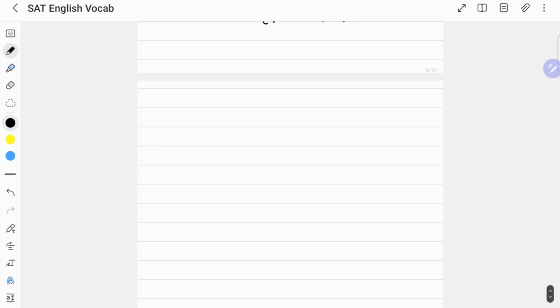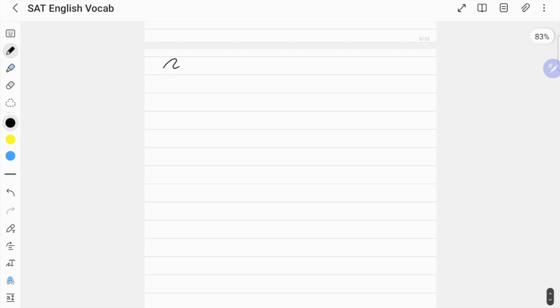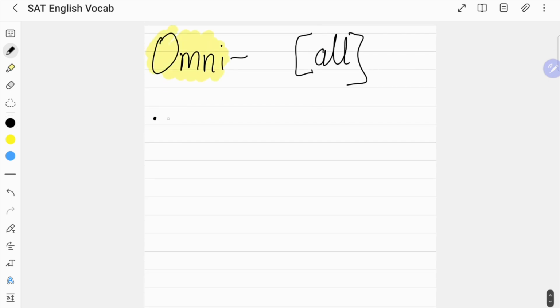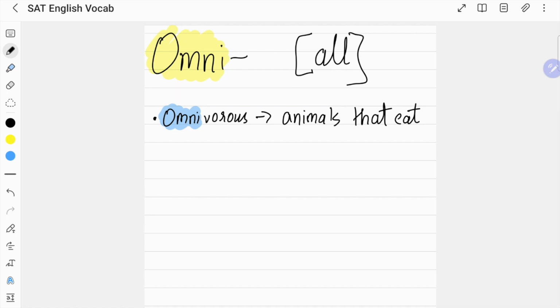Alright, moving on to the next root word, we have omni, which means all. We can take the word as omniverse. So it means, let me just underline the root word omni. It means animals that eat all foods.